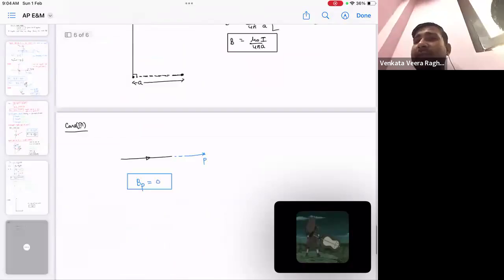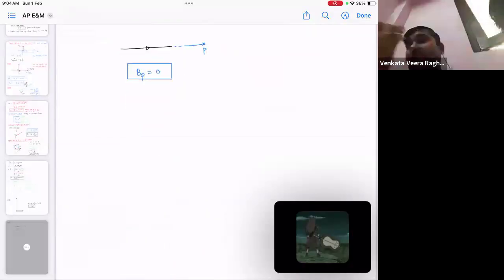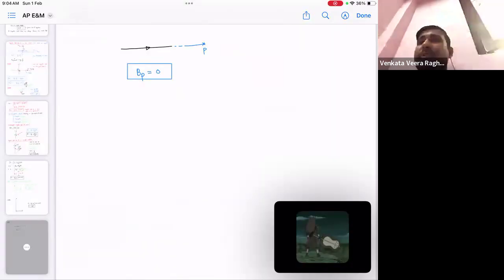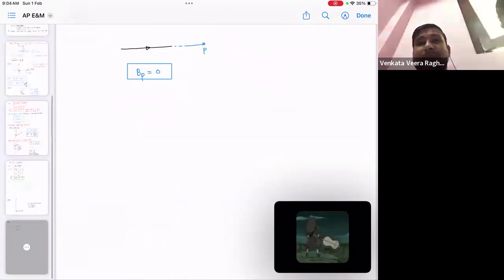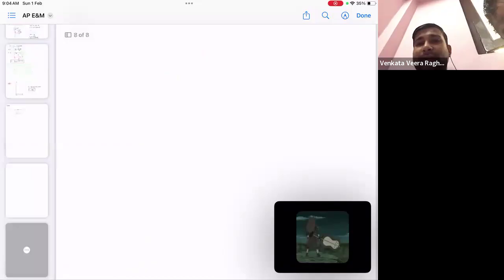And one more thing: if there is a point where we want to calculate the magnetic field, and it lies along the direction of current itself, then what will happen? Then the magnetic field at that point is going to be zero. Understood? Clear? Let's discuss some examples on that.